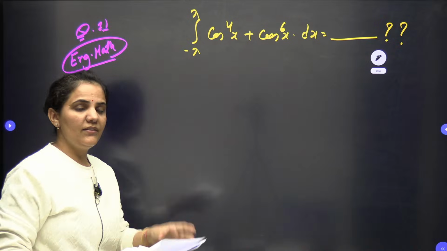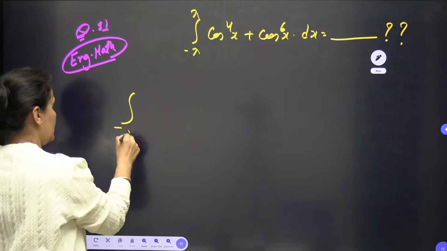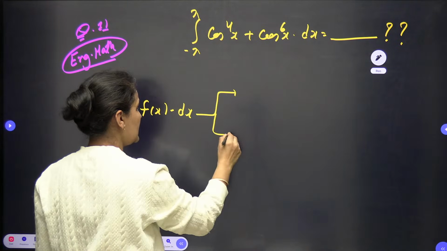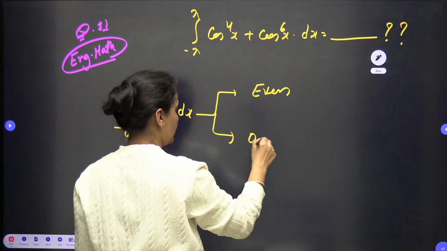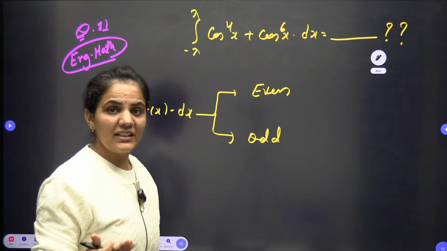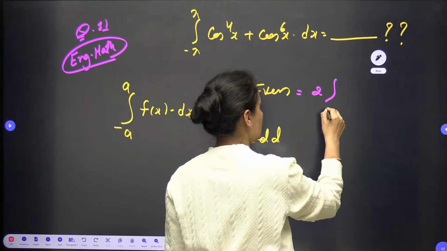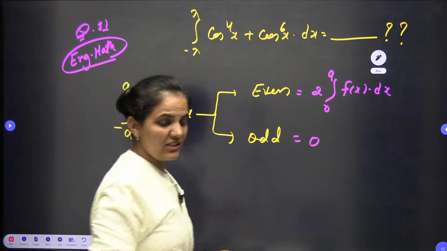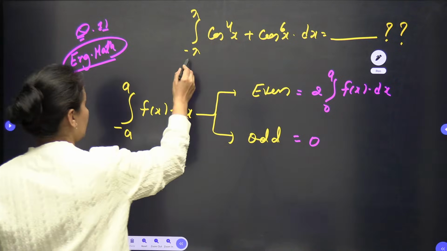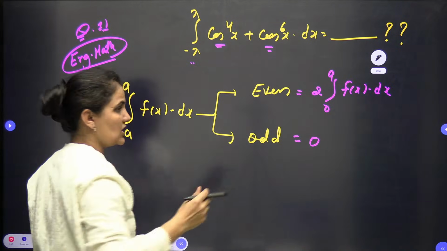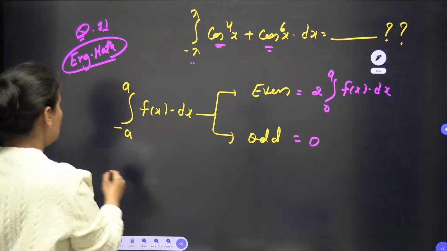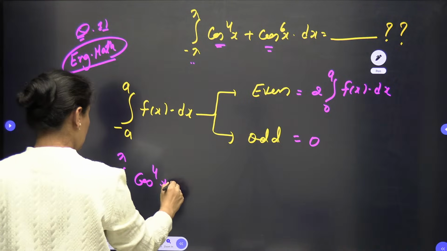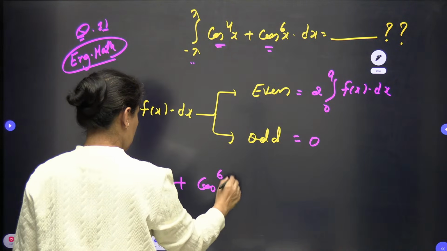First of all, whenever there is a question of the form integral from minus a to a of f(x) dx, we will not solve it directly. We need to check whether we have an even function or an odd function. If it is an even function, the result will be twice the integral from 0 to a of f(x) dx. If it is an odd function, the result is 0. Here, cos power 4 and cos power 6 are both even functions, so directly we can write the result as twice the integral from 0 to pi of cos 4x plus cos 6x dx.